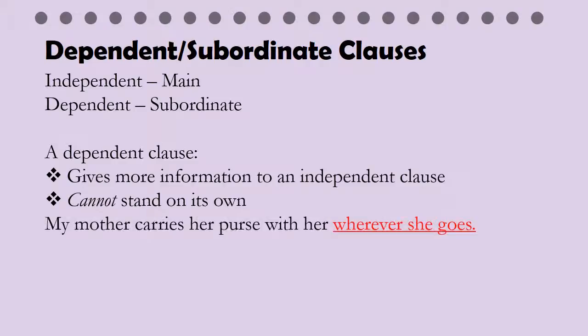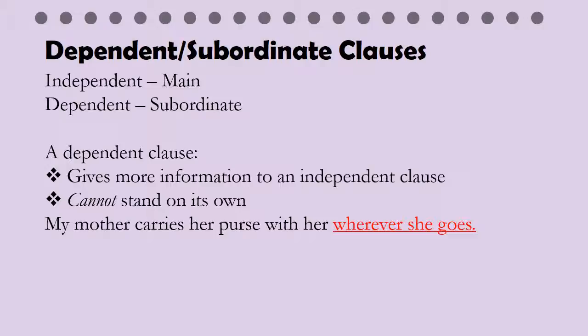Let's look at this example. My mother carries her purse with her wherever she goes. The red underlined section is the dependent or subordinate clause. Wherever she goes doesn't work as a sentence. We need more information to know what it's talking about. In this clause, the word wherever works as a subordinating conjunction, which is different than a coordinating conjunction.